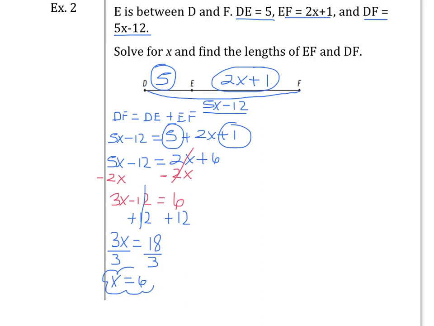So we found the value of x, but we're not finished yet, okay? Because now we need to find the length of EF and DF. So EF is equal to 2x plus 1.